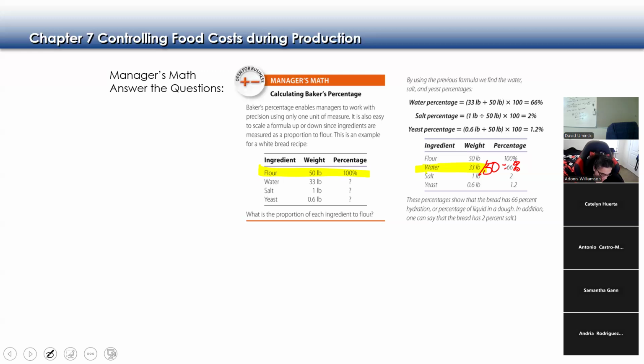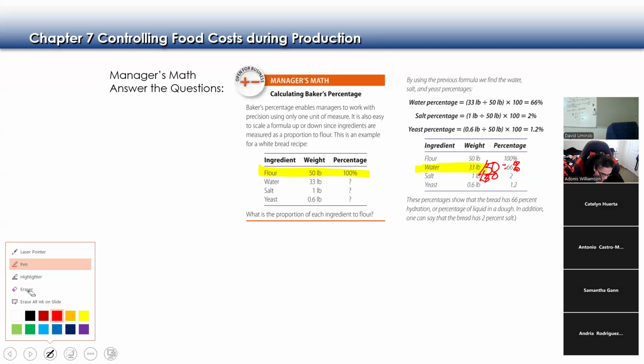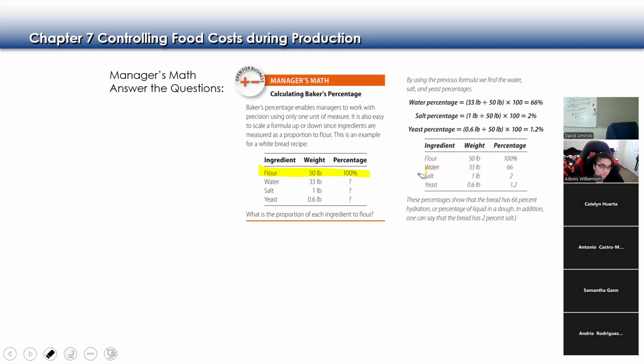The salt, we have 1 pound. If we divide that by 50, we get 2%. Sorry, this is really bad. For the yeast at 0.6 pounds, we divide that by 50 and we get 1.2%. Those are our baker's percentages. So with 50 pounds of flour, how many 2-ounce rolls do you think we're going to get? Just to guesstimate. It doesn't have to be perfect.